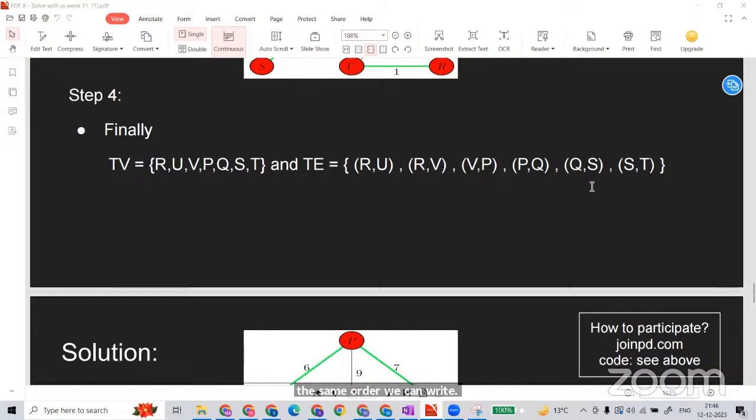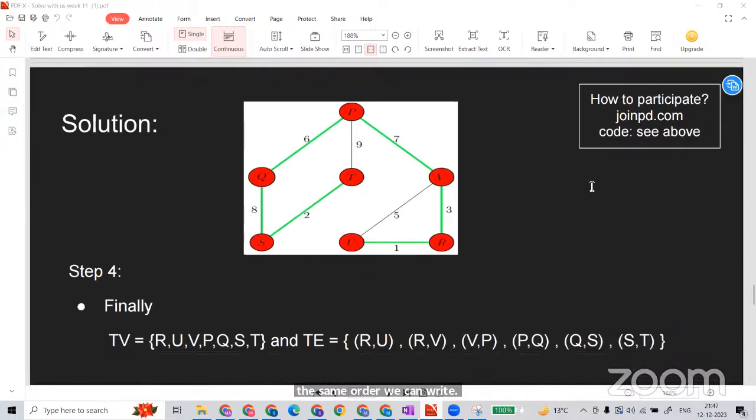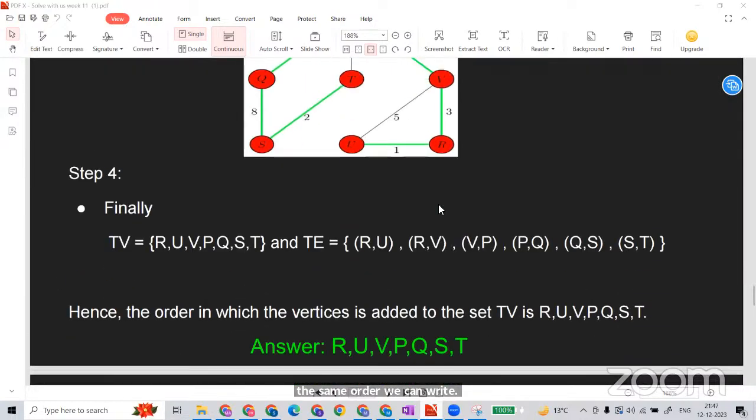Okay. Finally, TV is going to be the set of vertices, and here this one is the set of edges. Okay. So similarly, we can perform the Kruskal on this. The next problem is for the Kruskal, and we are going to skip this one.